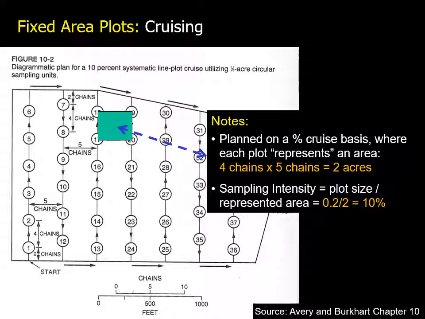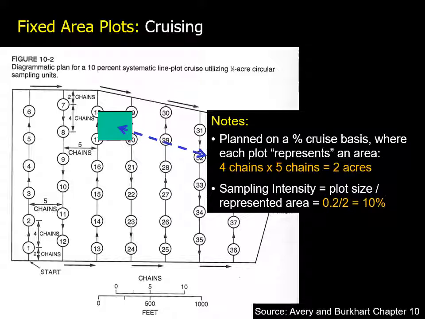Finally, when it comes to interpreting and using these systematic type approaches from these line plot systems, we can calculate the same idea of sampling intensity, where this time the intensity is going to be based on the area of our plot itself against the area each plot is representing. So that representative area of our plots is based on how far we travel between plots on a line, so in this case 4 chains, and between lines of plots, which is 5 chains in this situation.